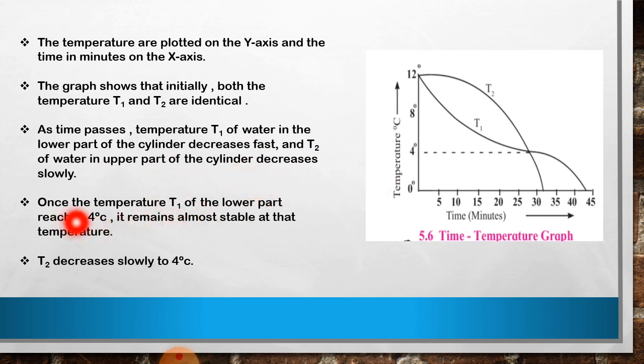Once the temperature T1 of the lower part reaches 4 degree Celsius, it remains almost stable at that temperature. At 4 degree Celsius you can see the point of intersection, which shows maximum density. T2 decreases slowly. Which one decreases first? T1 decreases quickly, and T2 takes time to decrease slowly.